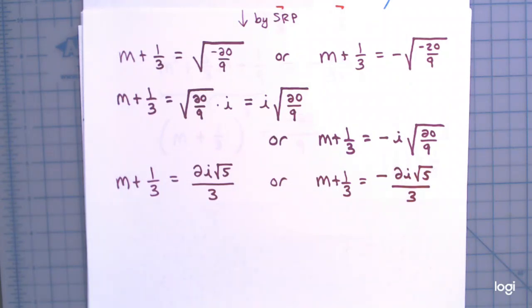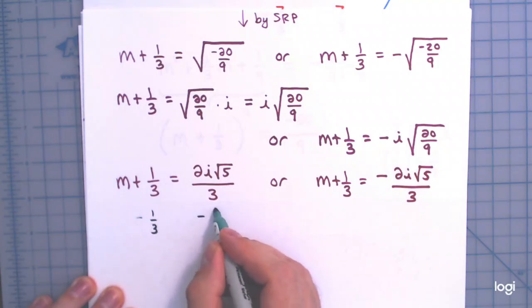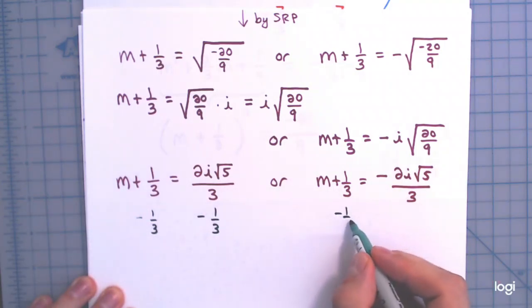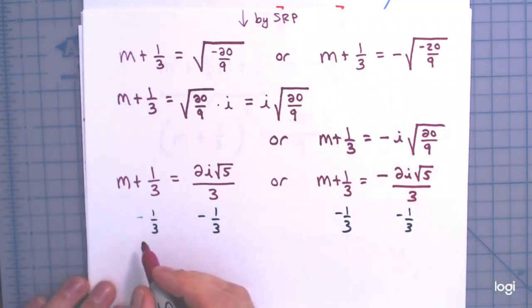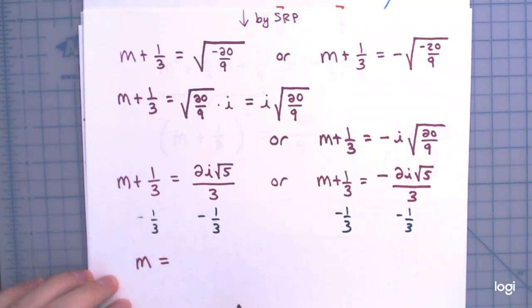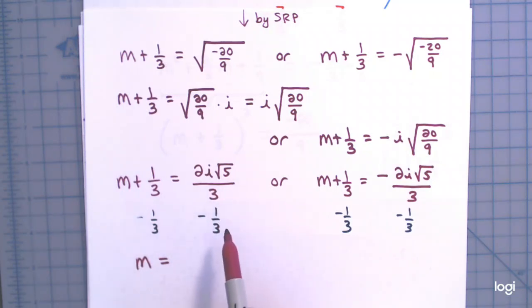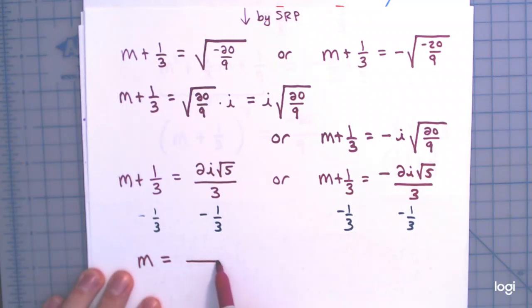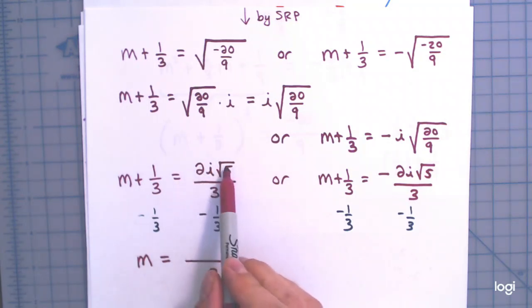Now I want m alone. Solve for m. So I would just need to subtract 1/3 from both sides of both of these equations. Okay. So in the left equation, I've got m equals, we're subtracting two fractions, a fraction and then minus 1/3, another fraction. They have the same denominator already, they both have a denominator of 3. So the result will have a denominator of 3, and then you combine the numerators. So I have 2 times i times the square root of 5, and then minus 1.